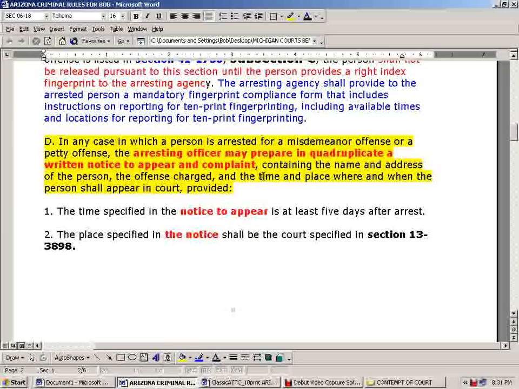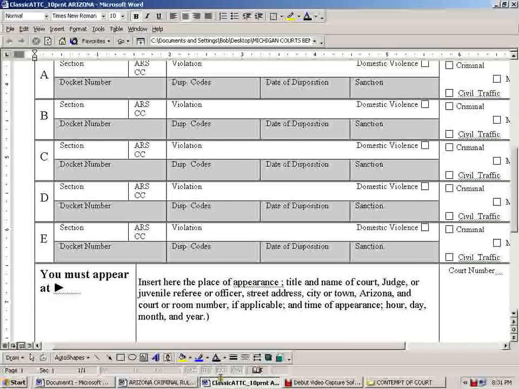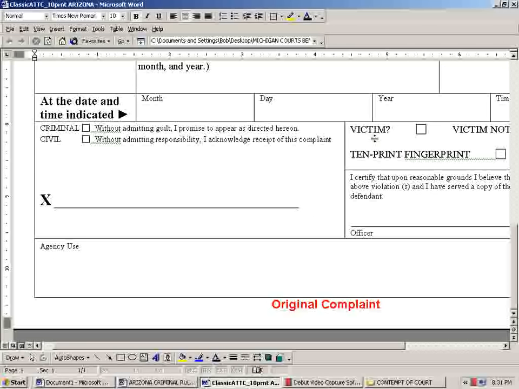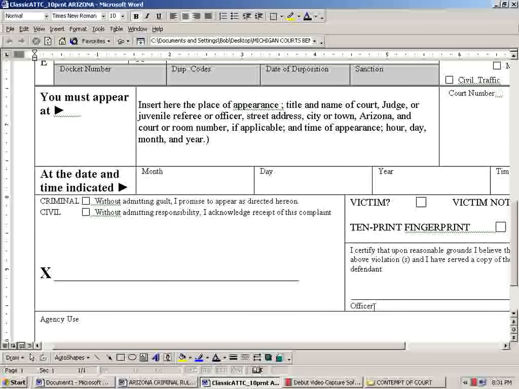See, this sounds like there's two pieces of paper. There's a notice to appear, and there's a complaint. Now, when you look at this piece of paper, this says it's a traffic ticket and complaint. Original complaint. This is a complaint. Right? But they're going to have you someplace here: without admitting guilt, I promise to appear. And without admitting responsibility, I acknowledge receipt of this complaint.